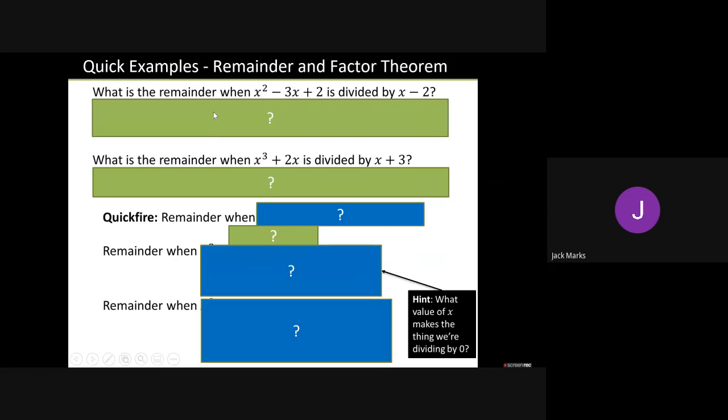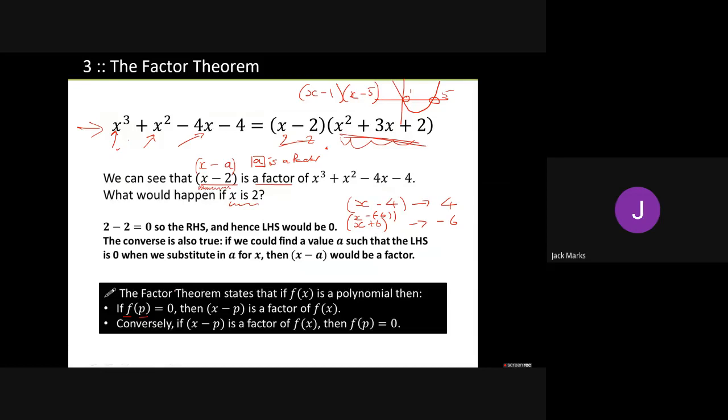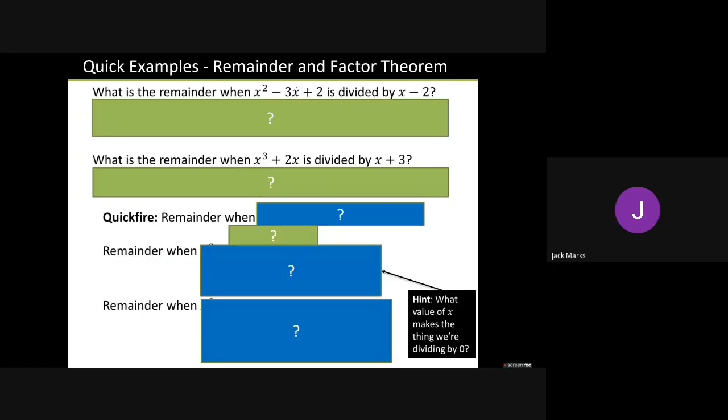So a couple of quick examples. What is the remainder when x squared minus 3x plus 2 is divided by x minus 2? Now, it would be very tempting from the lesson before to just sort of do our long division, but I was just checking there. We're actually not going to do that. The factor theorem says, if I am told that something like this is a factor, well, I can just substitute in p. Sorry, that's the factor theorem.